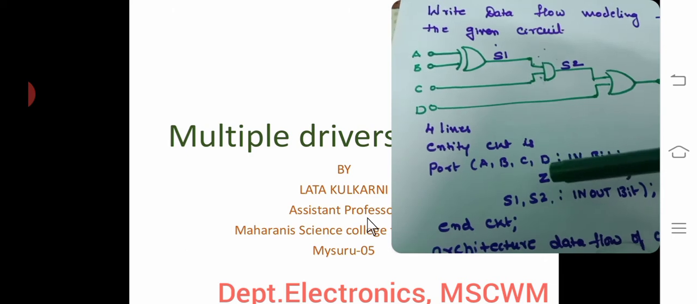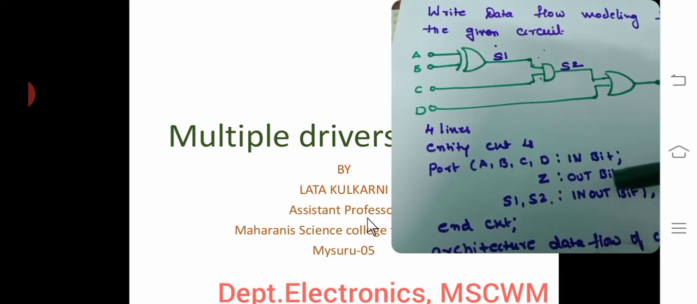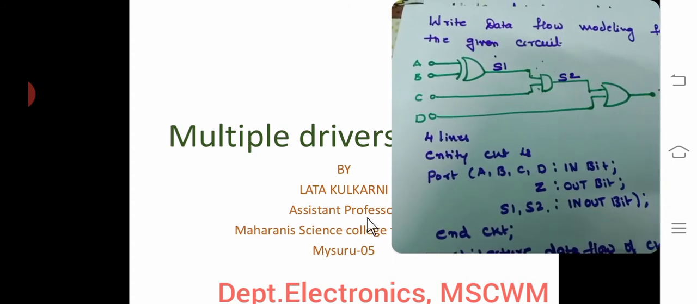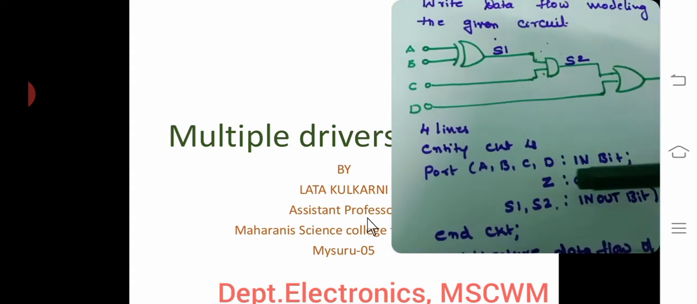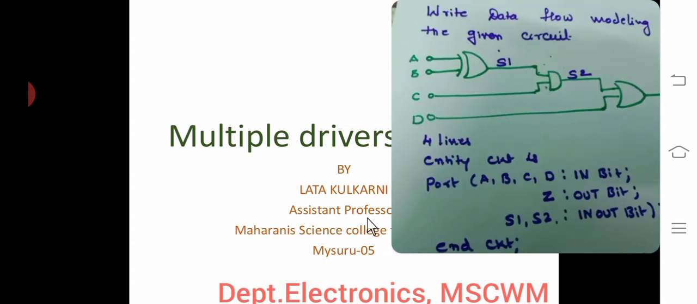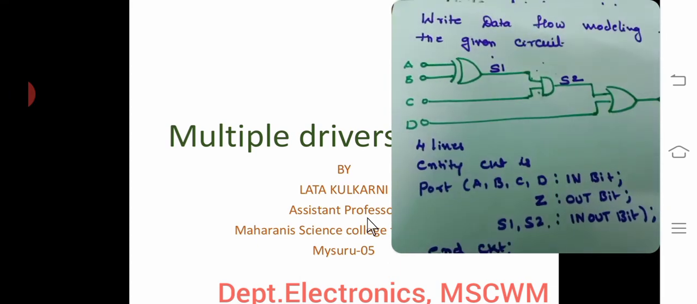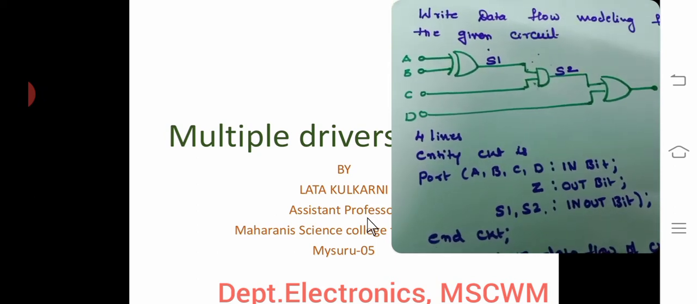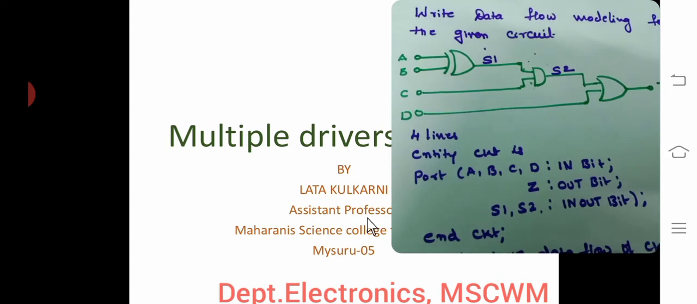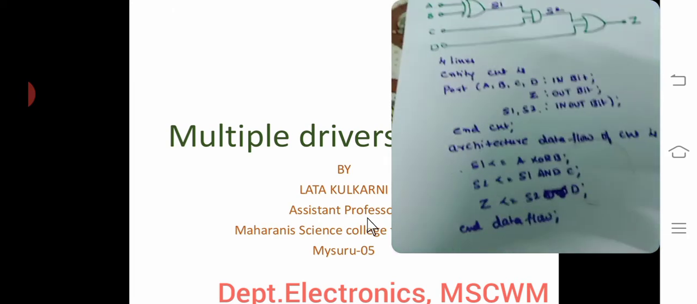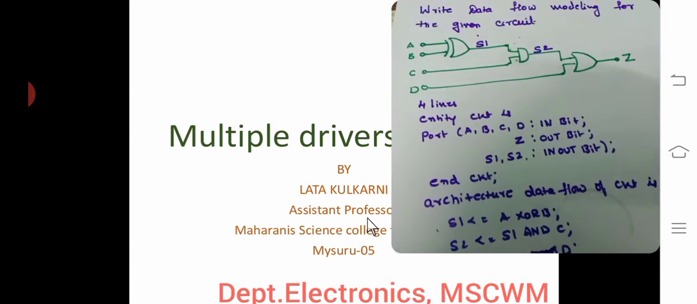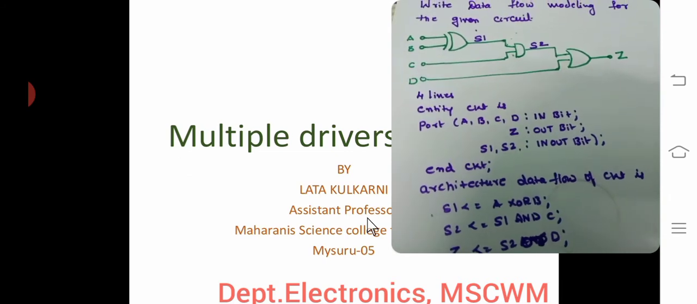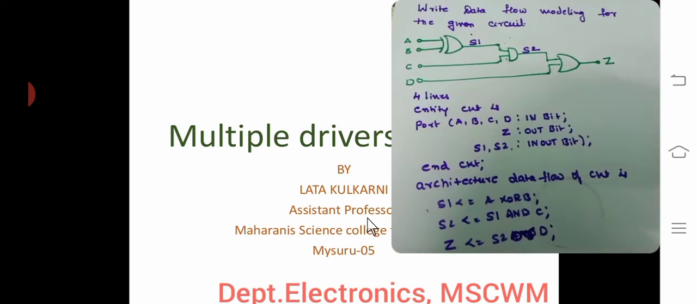And next, what is Z? Z is the out bit. And what are S1 and S2? S1 and S2 are the in out bit. And next is the end and the name of the entity. Let us hope all of you understood how to write the entity for this one. Actually there is no difference for writing the entity in the behavioral model or the data flow model. Both are the same. Only the difference comes in the architecture, which we have already studied in the introduction part of the data flow model. Correct? Now let us write the architecture part.